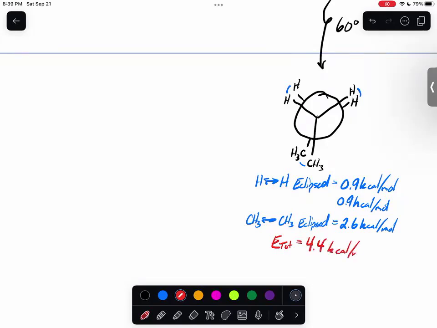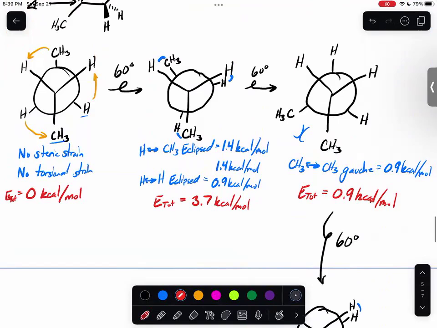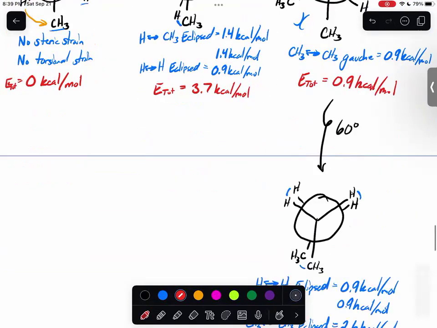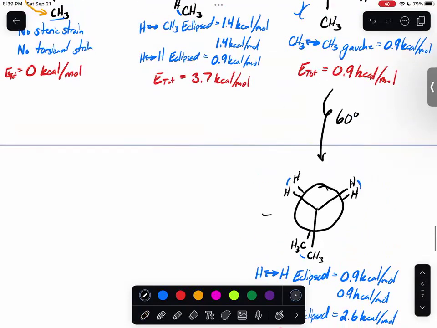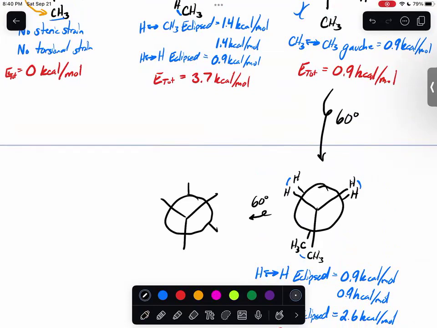kilocalories per mole. So we had one at 0, one at 3.7, one at 0.9, and one at 4.4. So you'll start to notice that each of these conformers can actually be very different energies depending on what is attached and what interactions we see. So we're going to do another rotation, because remember, we have 6 of these that we have to look at. So we do have to talk about each of them.